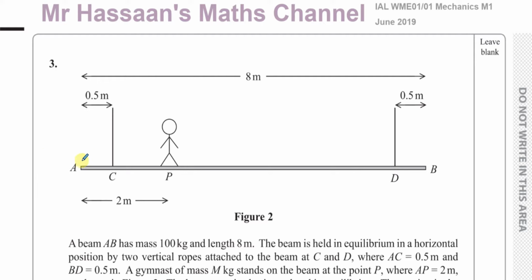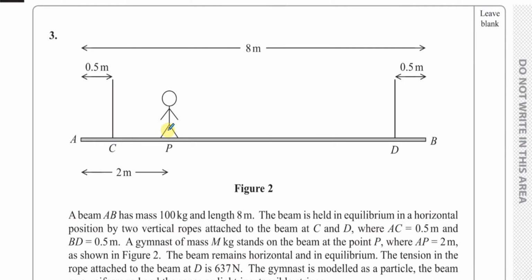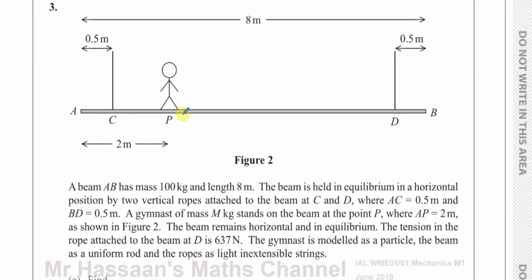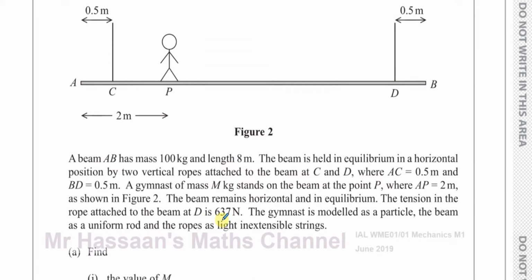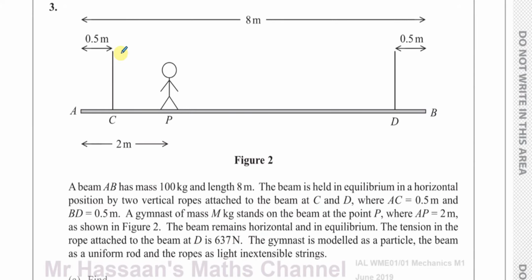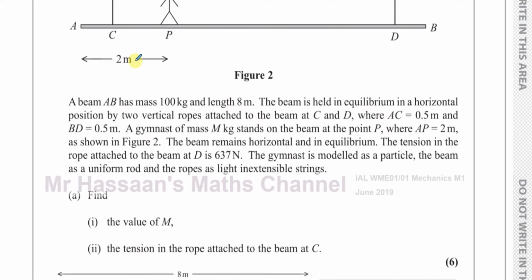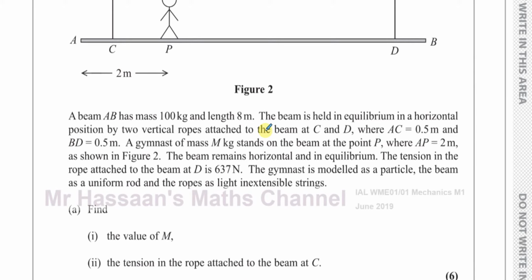The beam is horizontal and in equilibrium. AC is 0.5 meters, as is BD. There is a gymnast of mass M kilograms standing on the beam at the point P, where AP is 2 meters, as shown in figure 2. The beam remains horizontal and in equilibrium. The tension in the rope attached to the beam at D is 637 newtons. The gymnast is modeled as a particle, the beam as a uniform rod, and the ropes as light inextensible strings. Find the value of M and the tension in the rope attached to the beam at C.